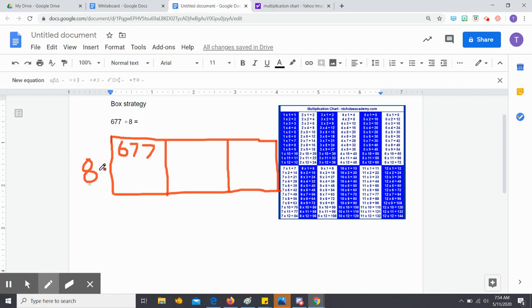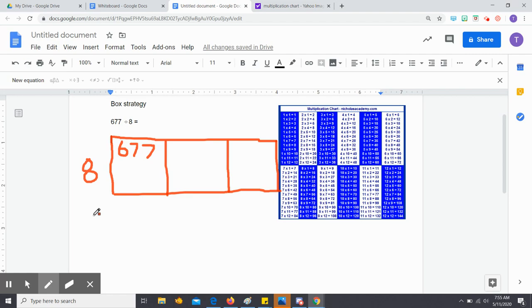Well, I know 8 times 10 is 80, and that doesn't get me anywhere near 677. And I know that 8 times 100 is 800. 800 is bigger than 677. So now I'm thinking, all right, it's somewhere between 10 and 100. Well, that's still a really, really big gap. So I might have to do some checking, some erasing, some trying again with this method, and that's just how this one works. So what I'm thinking is that 677 is kind of close to 700, but remember that in division I don't want to go over.